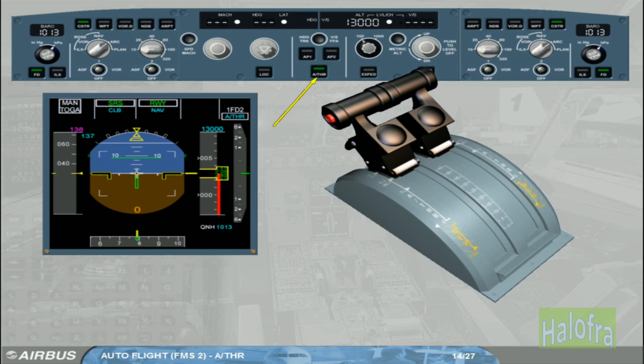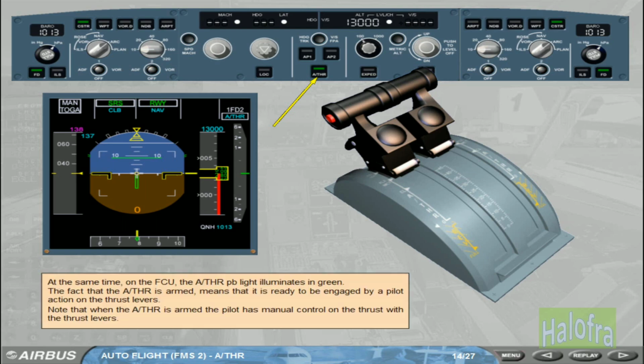The fact that the autothrust is armed means that it is ready to be engaged by a pilot action on the thrust levers. Note that when the autothrust is armed, the pilot has manual control of the thrust with the thrust levers.